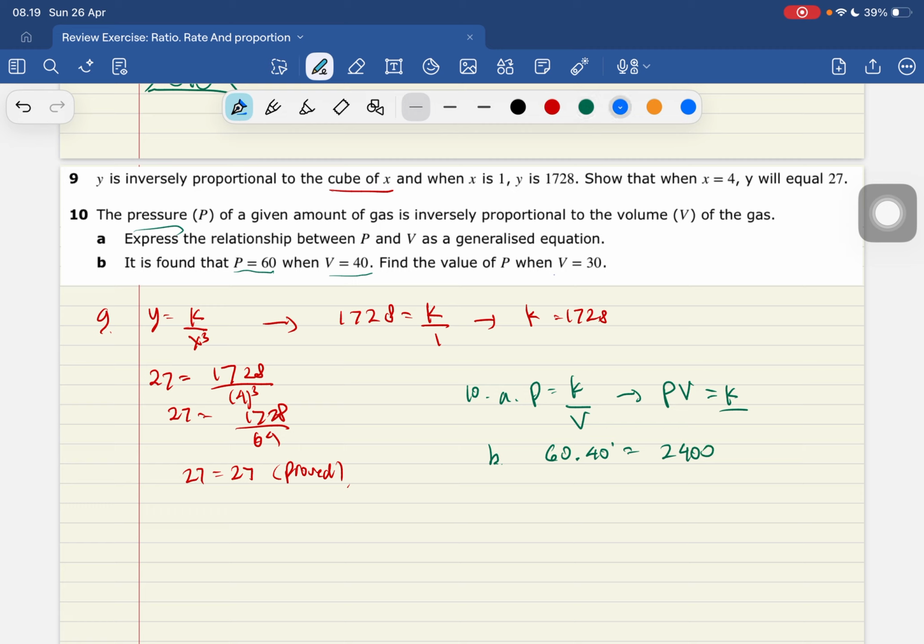So the volume is 30 and the pressure we don't know yet. So this is the pressure multiplied by 30. The constant needs to be 2400. So we can divide both sides by 30. So we got the pressure is equal to 80. Yes, 2400 divided by 30 is 80.